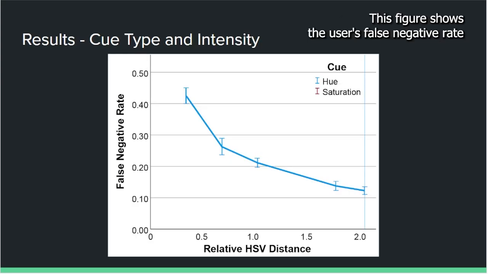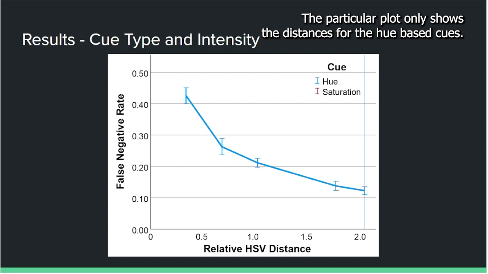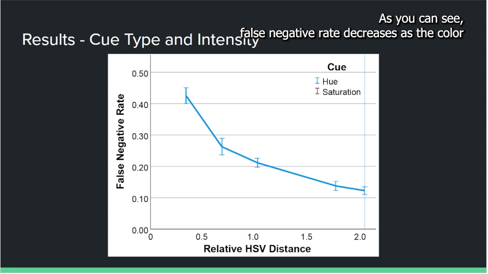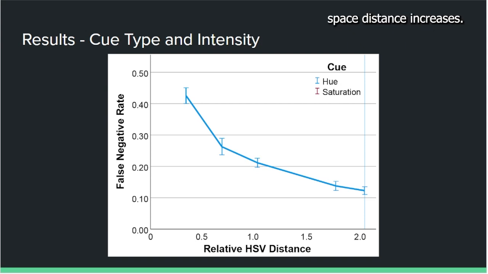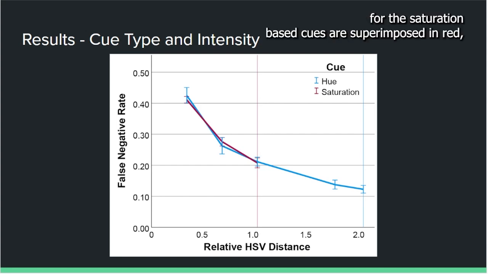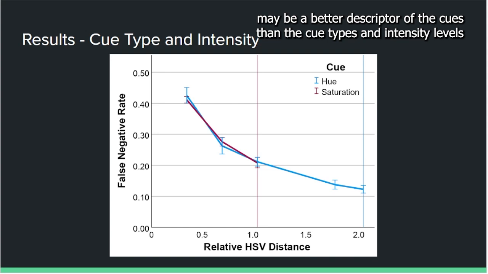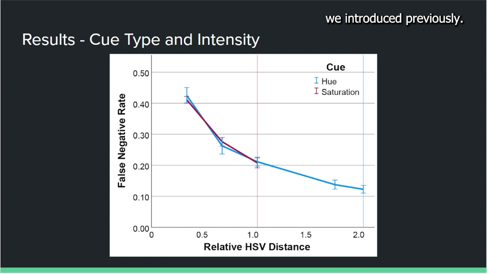This figure shows the user's false negative rate as a function of color space distance between the two colors of the cue. The particular plot only shows the distances for the hue-based cues. As you can see, false negative rate decreases as the color space distance increases. When the distances for the saturation-based cues are superimposed in red here, we can see that the plots are very close together. This indicates that the color space distance may be a better descriptor of the cues than the cue types and intensity levels we introduced previously.